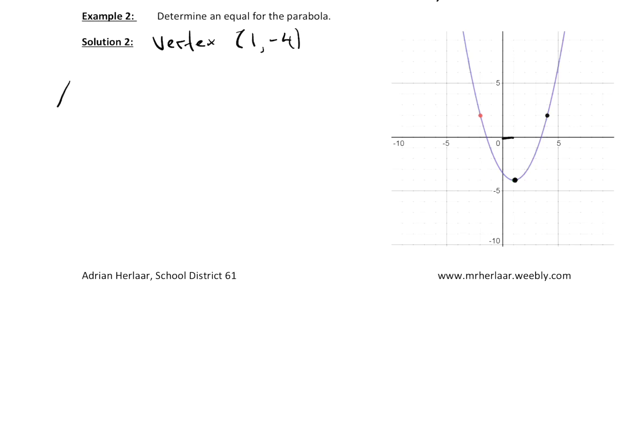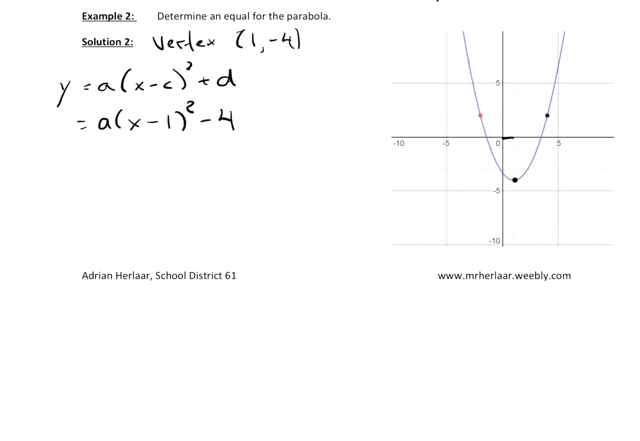That means in our equation, when you have x minus c, it's going to be x minus 1, because if you put a 1 in for x, that whole thing equals 0. And then instead of being plus d, it's going to be minus, because it's negative, minus 4.